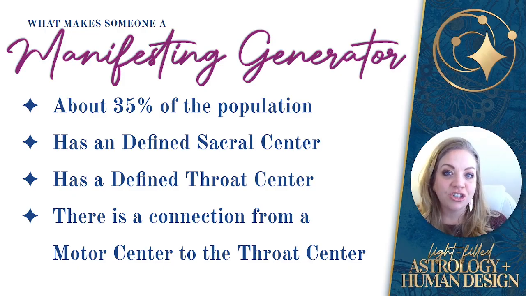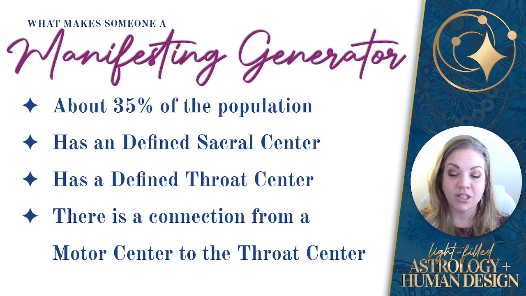So the manifesting generator is also about 35% of the population. So collectively, 70% of the population are generators. And so that means 70% of the population has a defined sacral.